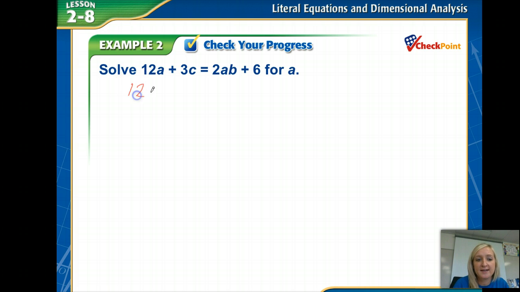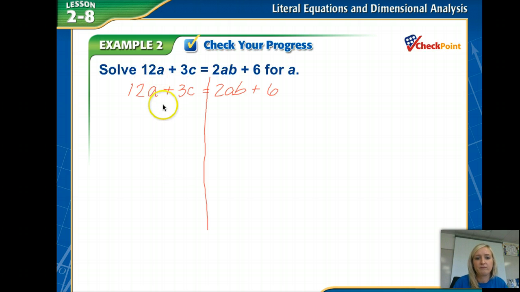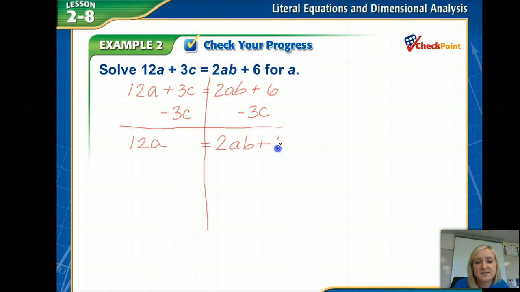I am going to go ahead and start solving this. All right, I'm going to draw that line down the equal sign. Let's see, I'll start by subtracting the 3c from both sides, getting that over to the right side. So I have 12a left on this side. I have a 2ab. I have a positive 6 and a negative 3c.